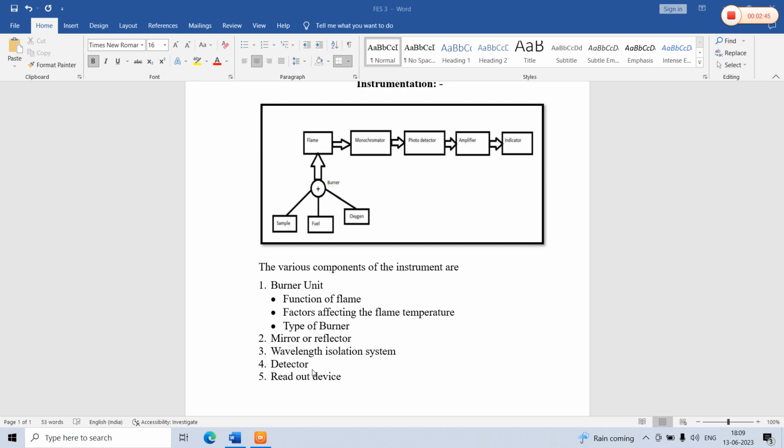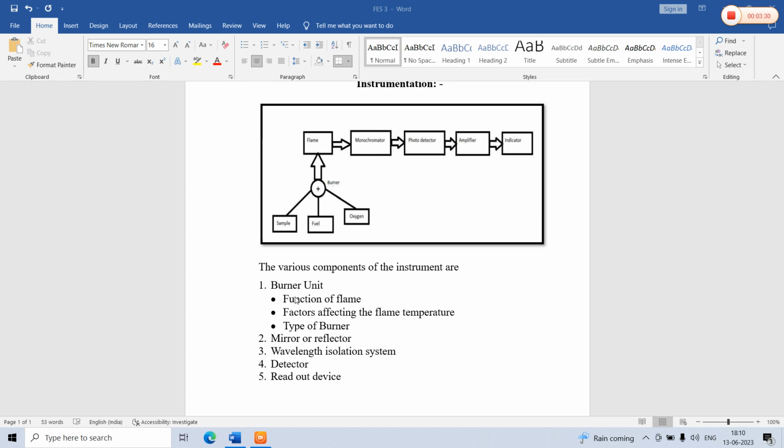Basically, we will see them one by one in this lecture. Particularly, we will focus first on the burner unit. What is the role of the burner? The role of the burner is to burn the sample solution and to excite the atoms produced in the flame after burning. The burner gives a special type of flame at the opening of the head of the burner.